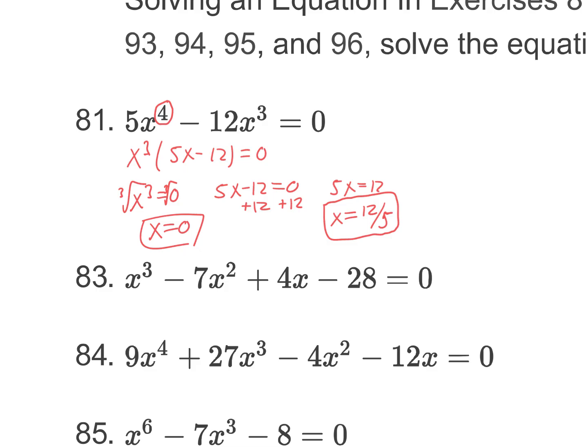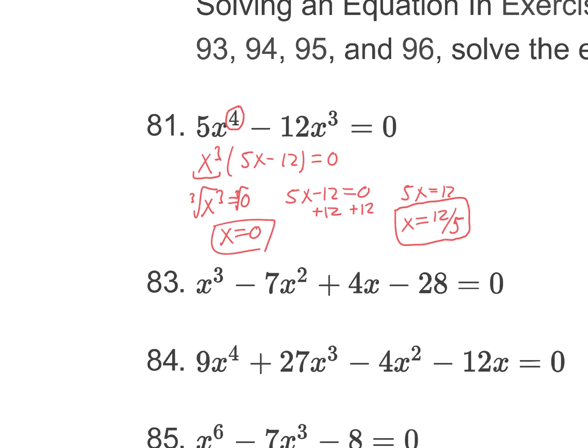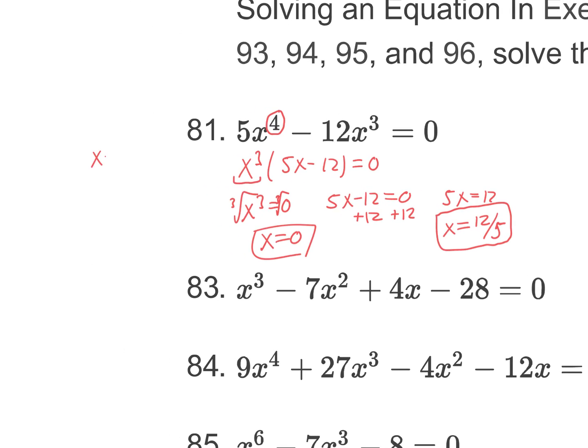Well, 3 of them were 0, because if I have x to the third equals 0, really that's the same as x times x times x equals 0. So then this x equals 0, this x equals 0, and this x also equals 0. So there's a lot of zeros in this one. So 3 of my answers were 0, and 1 of them was 12 over 5. That's kind of one way to think about it, but if you wanted to check your work, it would be something like that. So we get 0 and 12 over 5.